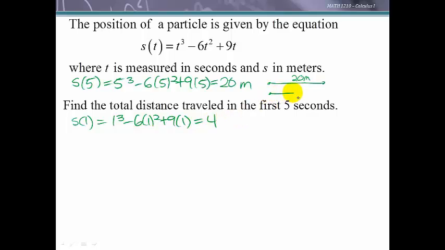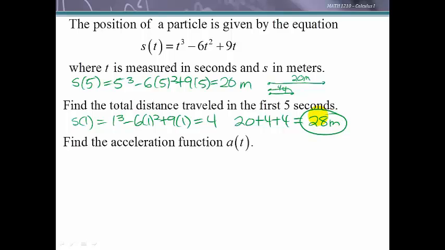So that's when he started here and went 4, and then he doubled around and went back 4 again. So our total distance, 20 plus 4 plus 4, so that's going to be 28 meters for our total distance traveled.